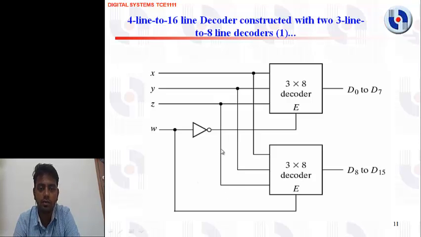This is the basic construction of the 4 line to 16 line decoder, which is constructed using 3 to 8 decoders connected back to back. Here X, Y, Z are the 3 inputs and W is used to enable the 2 decoders. By using these 4 inputs and their combinations, we can generate 2 raised to 4, that is 16 output combinations.